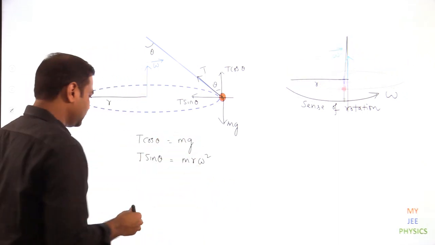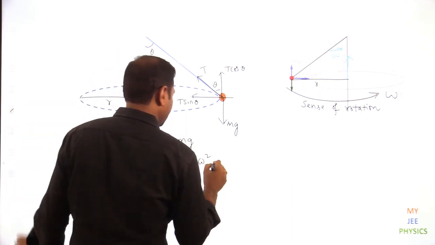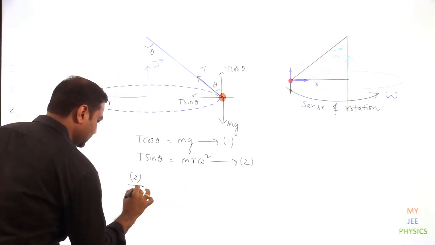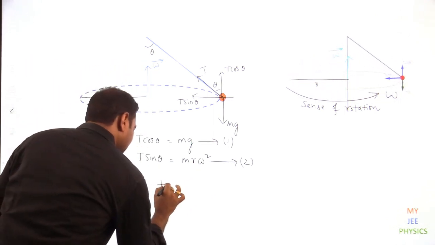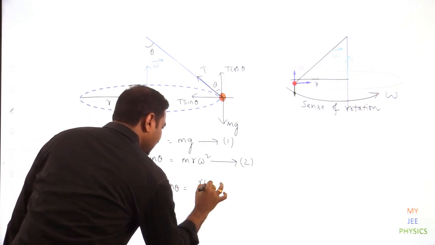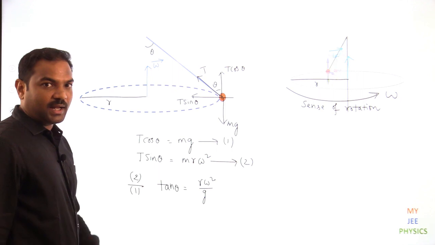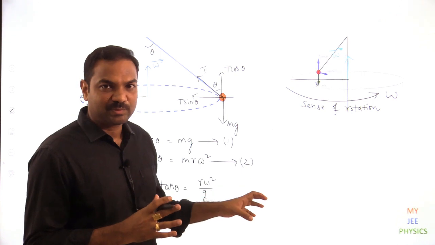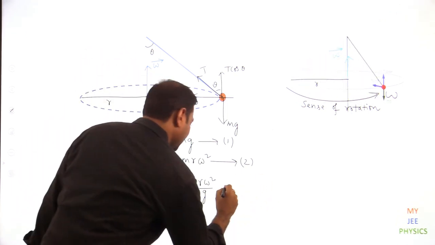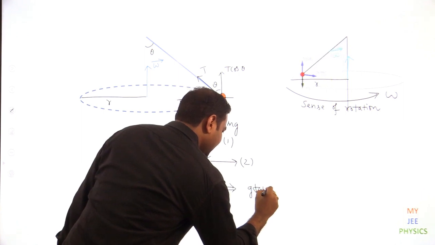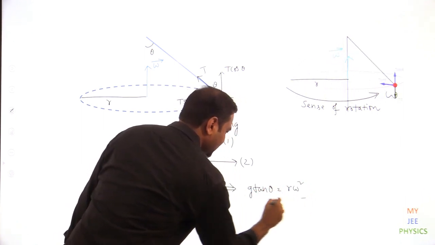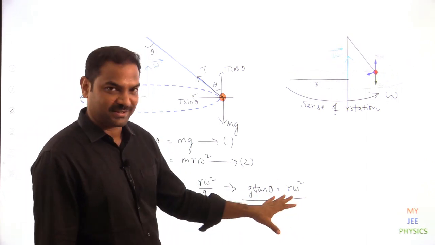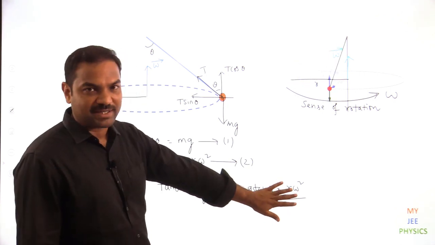Now, if I divide these two, I'll take this one as the second equation, and this I am taking as the first equation. Then going for 2 by 1, I get T sin theta by T cos theta, which is tan theta, equal to r omega square by g. I know that I require some expressions at the end, so what I'm doing is finding g tan theta is equal to r omega square. You may ask why I am writing g tan theta equal to r omega square; it's because I know this is a useful expression to me, so I am keeping it aside.